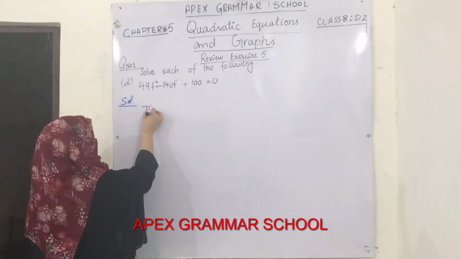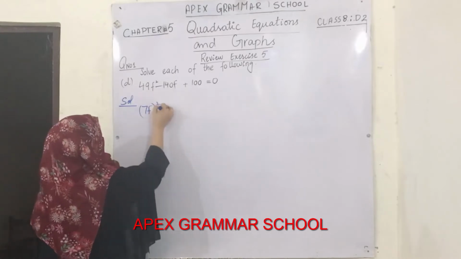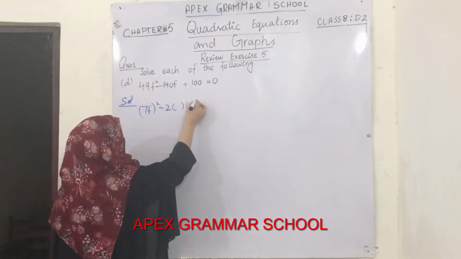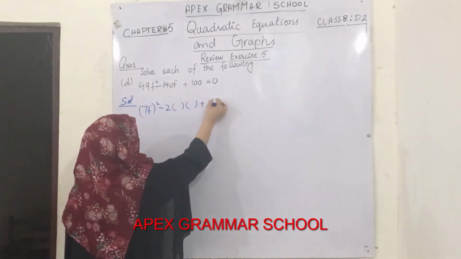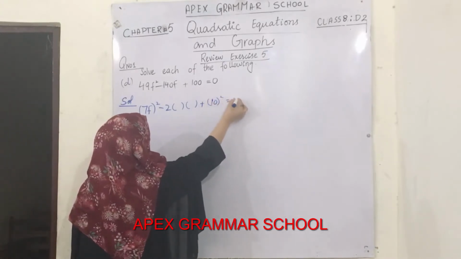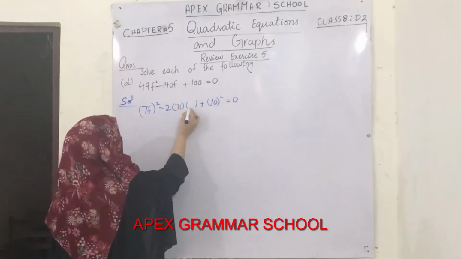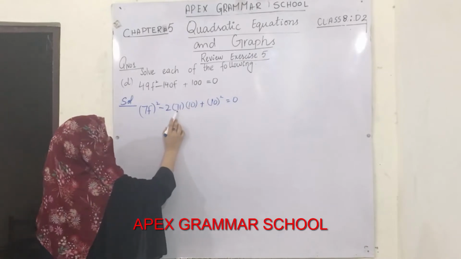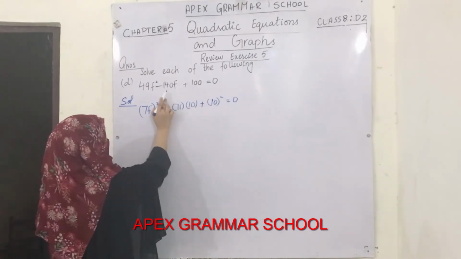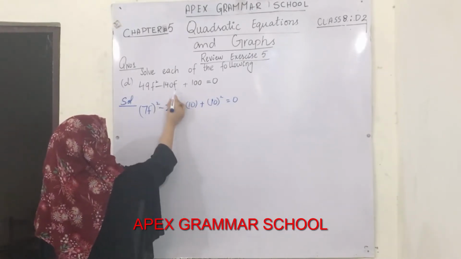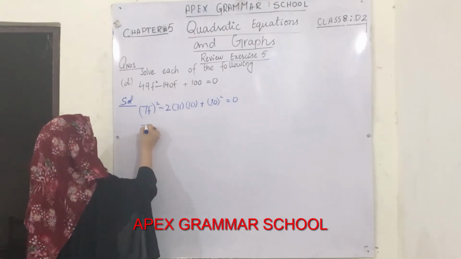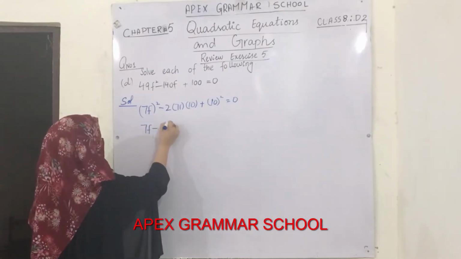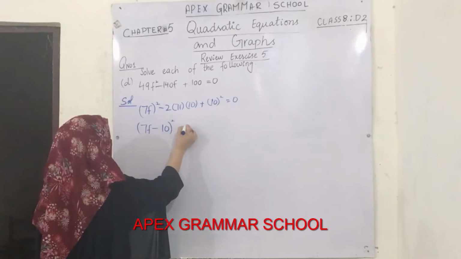49f² is the perfect square of 7f, minus 2, plus 100 is the perfect square of 10, equals 0. So 7f and 10: 2 sevens are 14, 14 into 10 is 140. And this f will remain. It can be written as (7f − 10)² = 0.